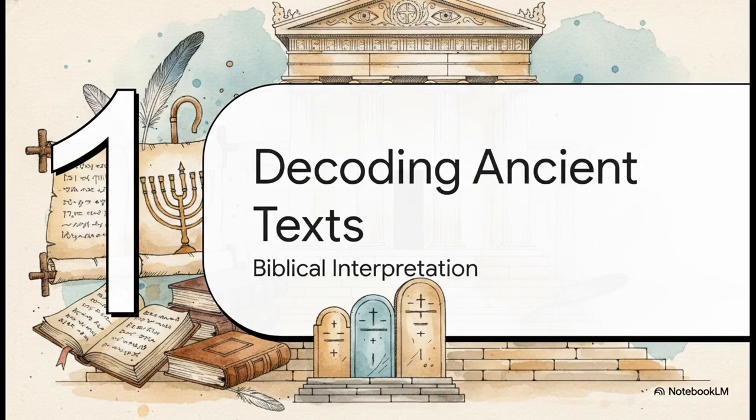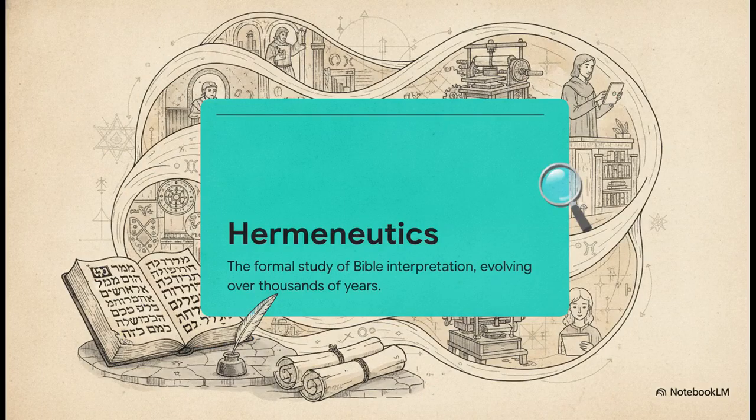Section 1. Decoding ancient texts. Let's set the stage. Now there's this somewhat intimidating academic word, hermeneutics. But honestly, understanding it completely demystifies the entire process. Hermeneutics is simply the formal study of Bible interpretation, and it's a practice that has evolved over thousands of years. It reminds us that reading scripture isn't just about passively glancing at words on a page. It's a highly dynamic, historically rich practice. You're actually engaging in an active dialogue with the text.